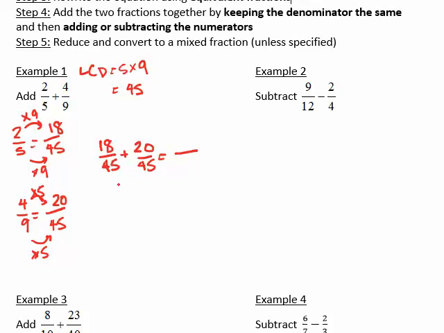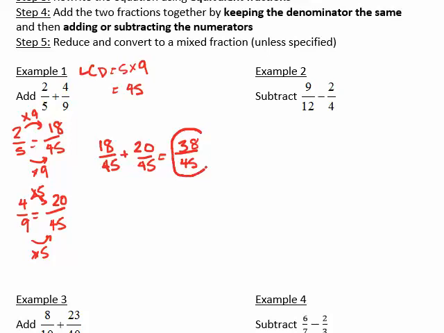So I have a chocolate bar that's divided into 45 little pieces, and I have 18 of those 45 pieces plus 20 of those 45th pieces. The actual size of the piece doesn't change. So I still have 45th pieces, which means this is the size of each piece. But the number of pieces changes, so I have 18 in the first one plus 20 equals 38 total pieces.